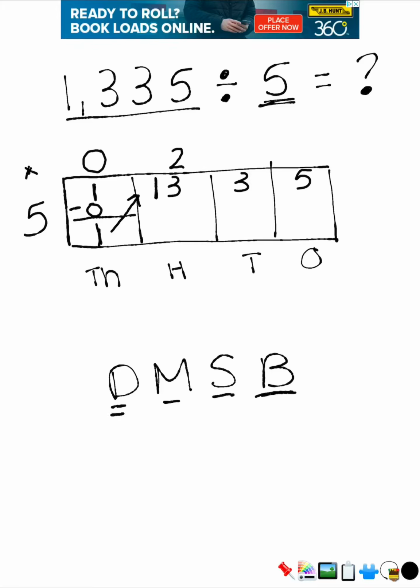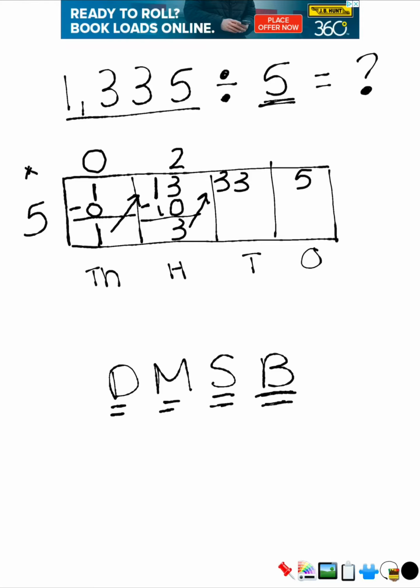So I just divided. And now I'm going to multiply. 5 times 2 gives me 10. My next step is to subtract. 13 minus 10 gives me 3. And my next step would be to bring that 3 over. And it starts all over again.